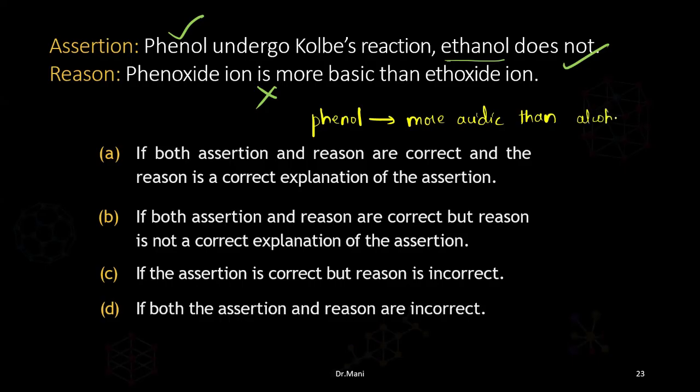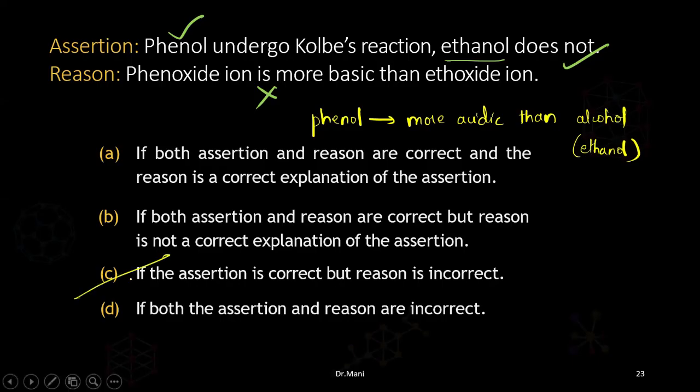Here the ethanol is an alcohol, and phenol is more acidic. So obviously, phenoxide ion is more basic. No, it will be less basic. Ethoxide ion will be more basic because phenol is more acidic. That means phenoxide will be less basic. Understood? So from this, what will be the answer?